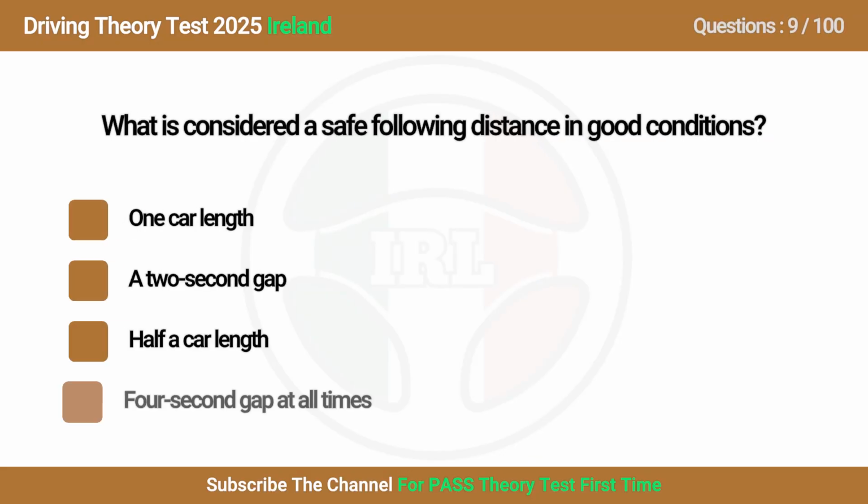Question 9. What is considered a safe following distance in good conditions? A. 1 car length. B. A gap. C. Half a car length. D. Gap at all times.